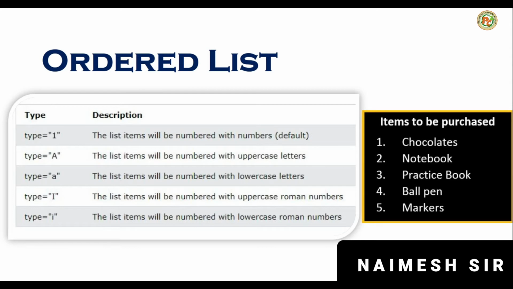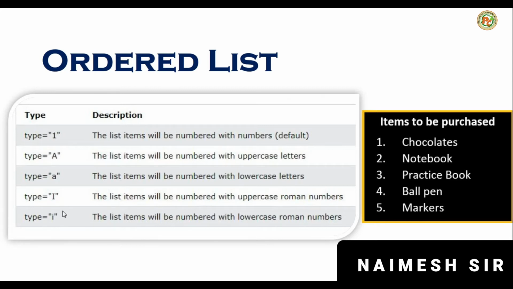Next is the ordered list. In the ordered list we can assign orders like 1 to 10. If you want to start from 1, you use type equals 1. That means it will automatically start from 1, which is the default numbering. If you want capital A, then type equals capital A, and everything will be in caps. If you want to start from small a, use type equals small a. Similarly, for Roman numbers in capital letters use capital I, and for small Roman numbers use small i.